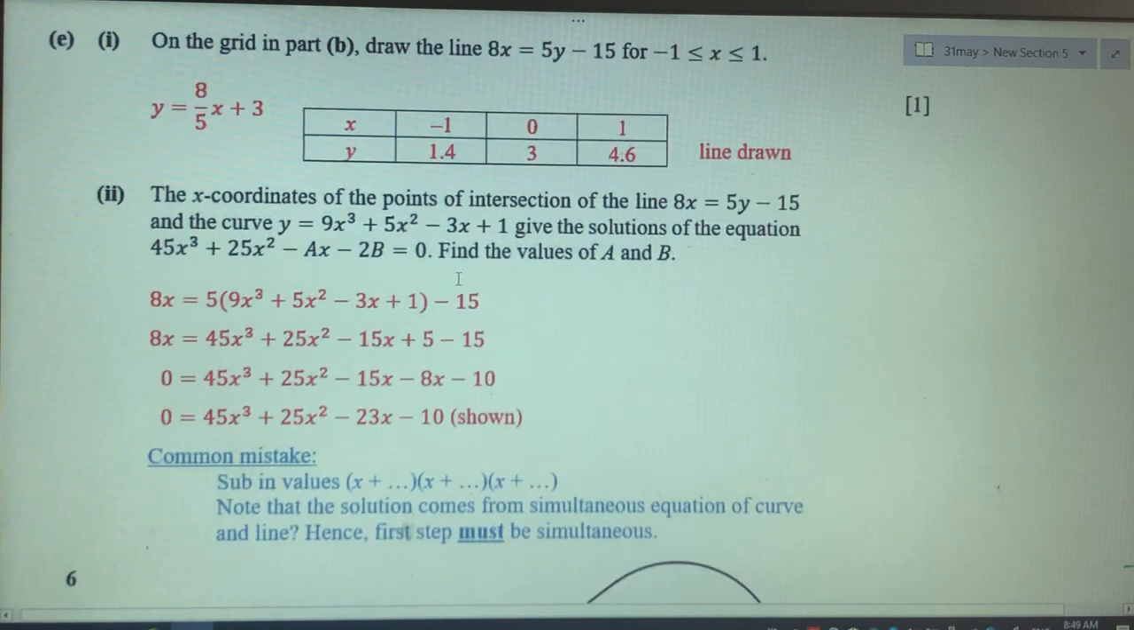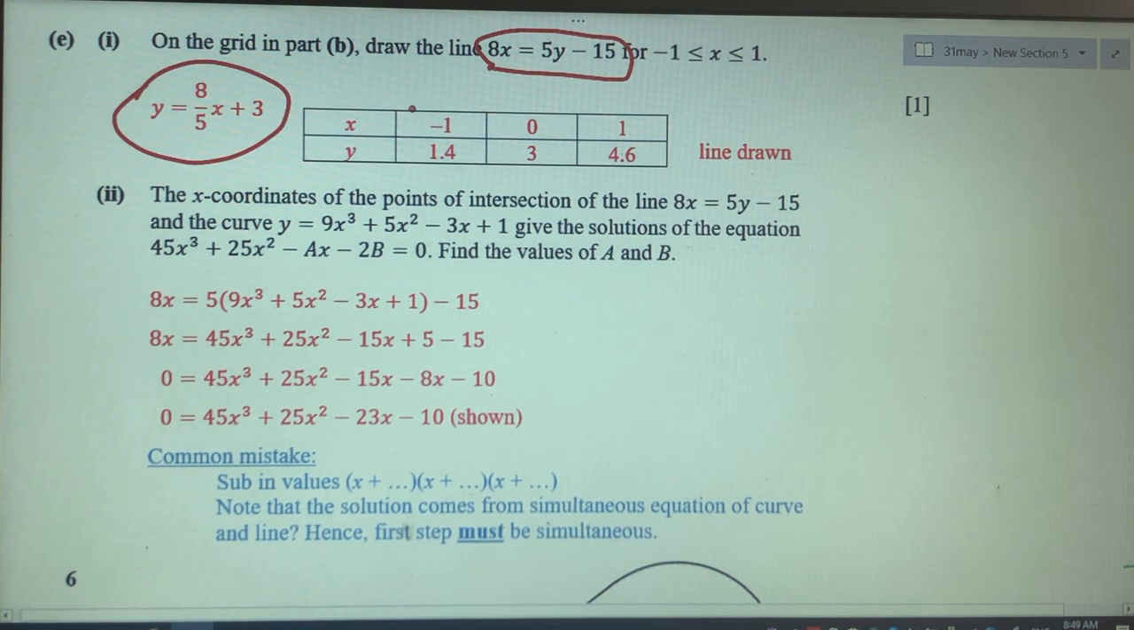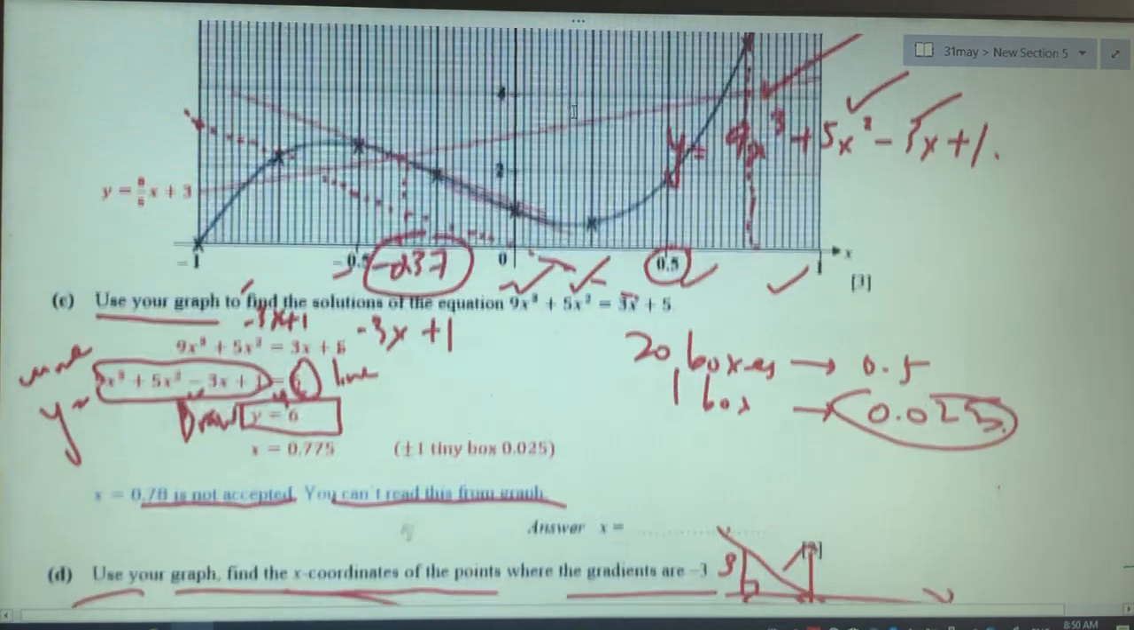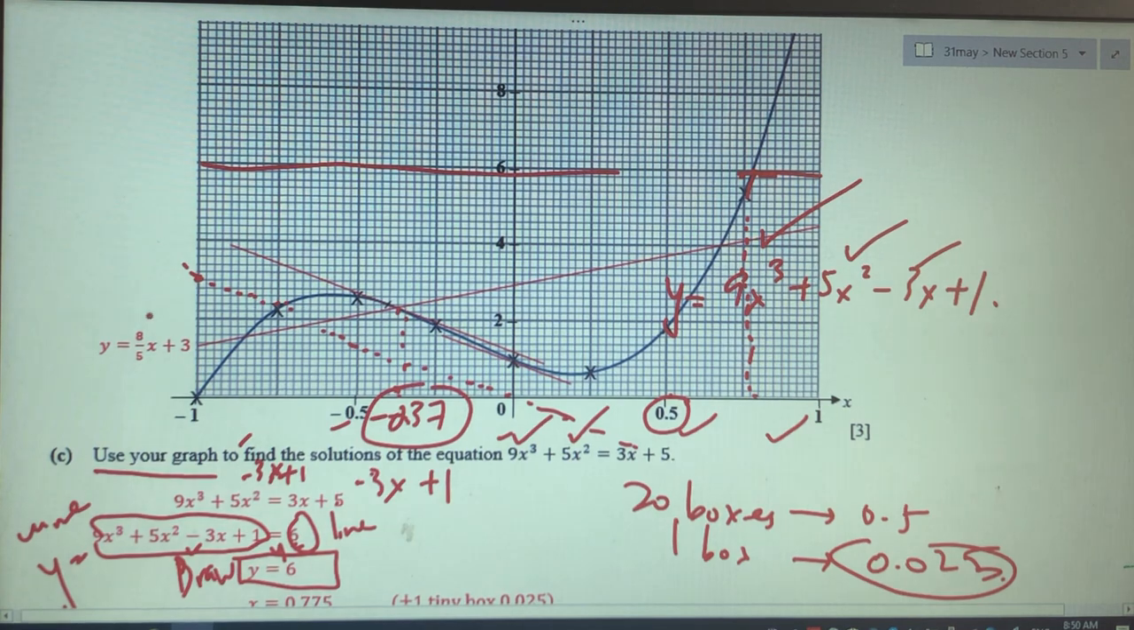On the grid, draw this line for this. So, to draw this line, you have to make Y the subject. Okay? And actually, any two points will do, but make sure that the two points are relatively far away. I'll recommend 0 and 1. Okay? So, this is 1 point, 1 point. And then you draw the line. They give you marks for this. That is this line here.